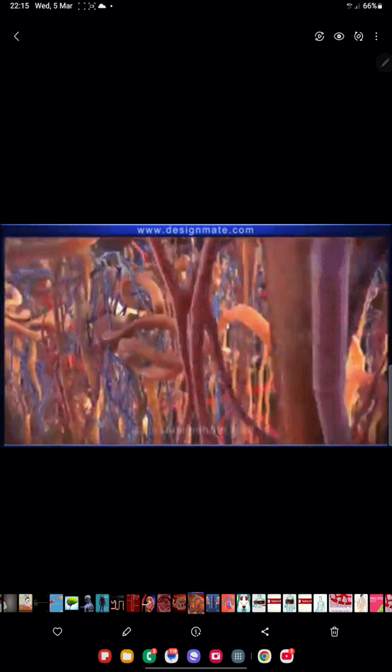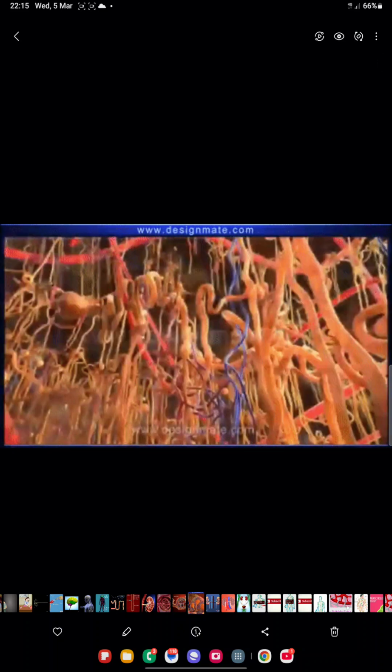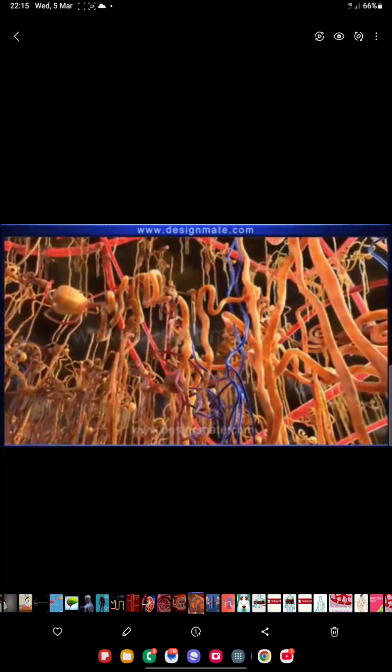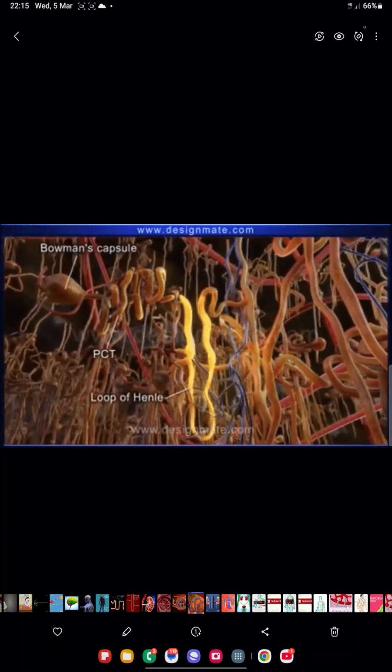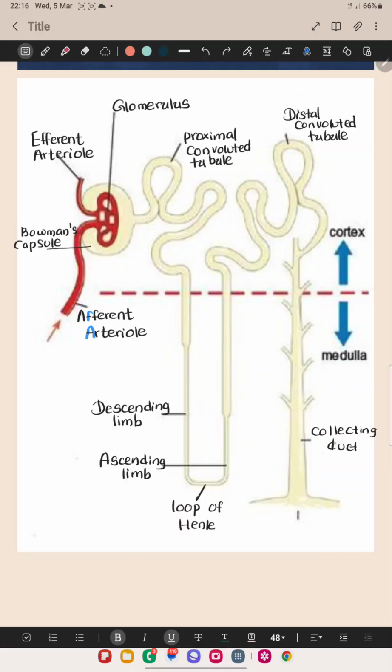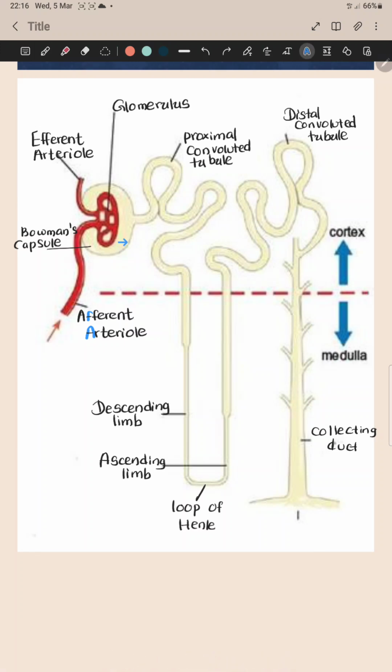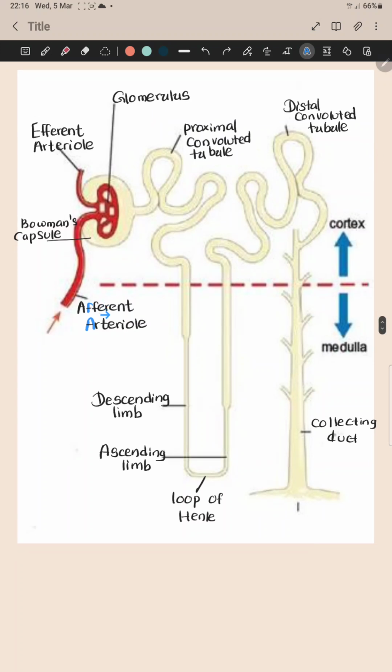Inside the kidney a large number of nephrons are present. They are considered as the structural and functional unit of the kidney. This is the structure of a nephron. It consists of a cup-like structure called the Bowman capsule. Inside the Bowman capsule there is a net-like blood capillary structure called the glomerulus. This glomerulus is formed by the dividing afferent arteriole.